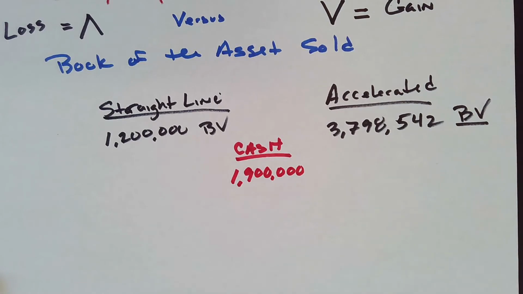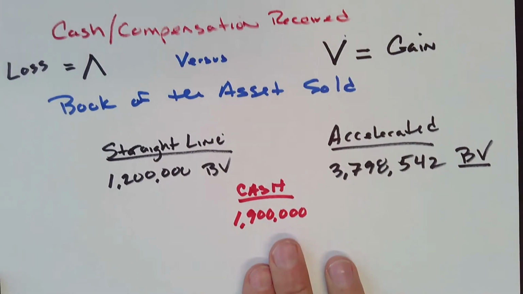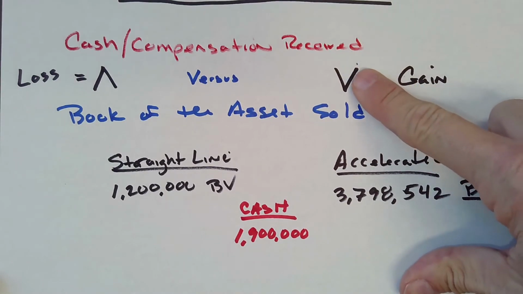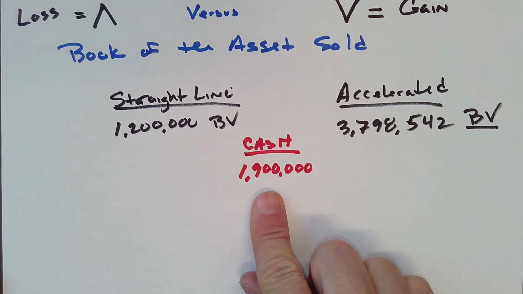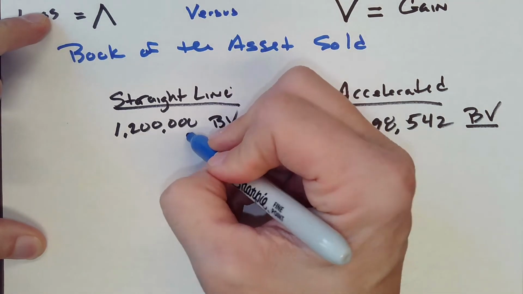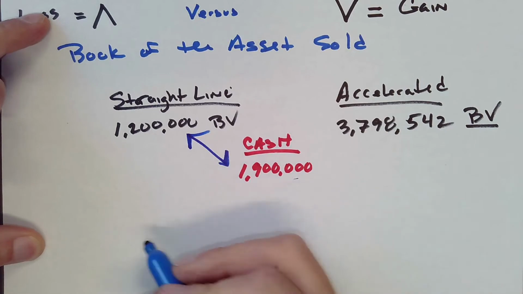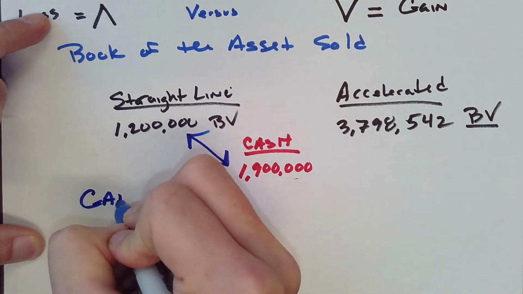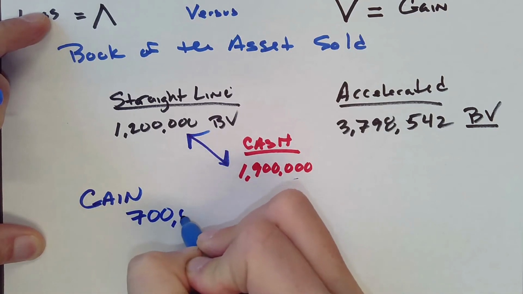So I got rid of the asset. I was going to sell it, and I got rid of the asset. If I had done this on the straight line method, the cash received is greater than the book value of the asset. So this is going to create a gain on the sale of the asset. So we're going to have a gain because this is greater than the book value, a gain here of $700,000.